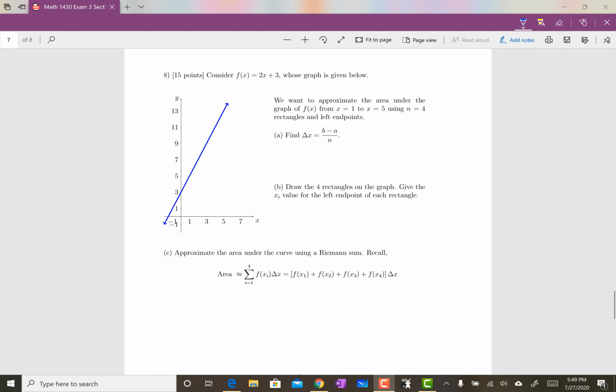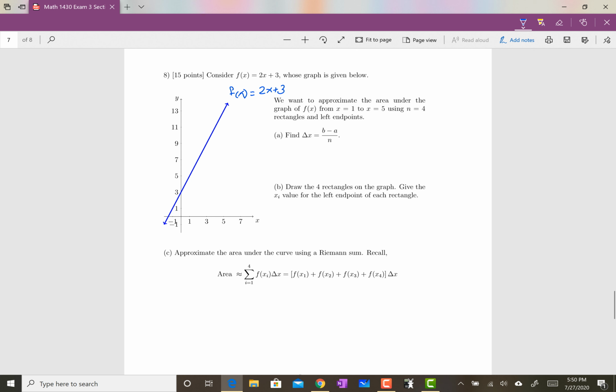All right, this is the last question that I have on this particular practice exam, and it's fairly long. So we want to consider f of x equals 2x plus 3, whose graph is given below. So this blue line that I see, that is exactly the function f of x equals x squared plus 3. Sorry, not x squared, 2x plus 3.